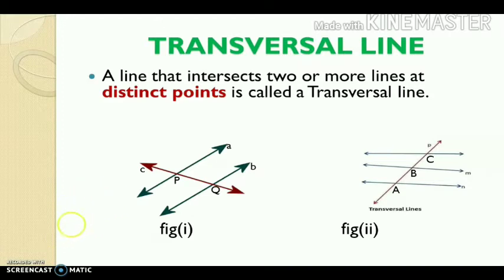Let's observe here. We have two lines A and B. This line C is intersecting A at P and B at Q, at distinct points. So we can say C is a transversal to A and B. Here we have three lines L, M, N and another line P which is intersecting all of them at distinct points. So we can say P is a transversal line.